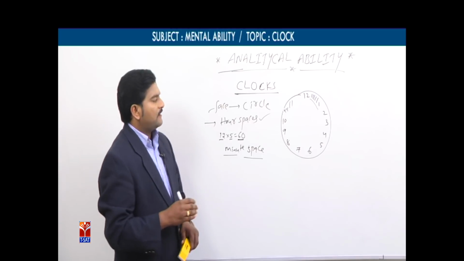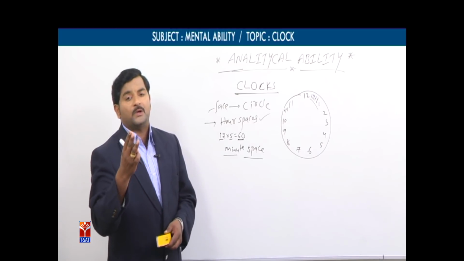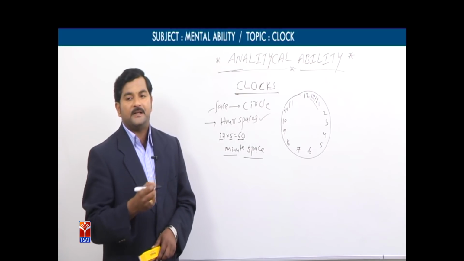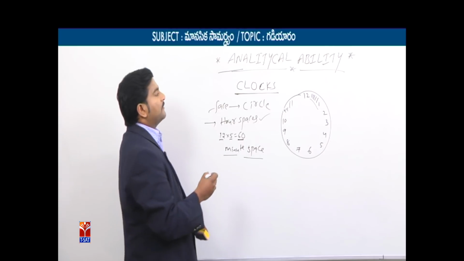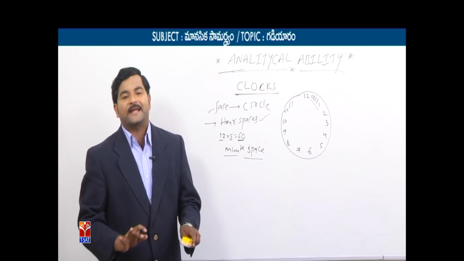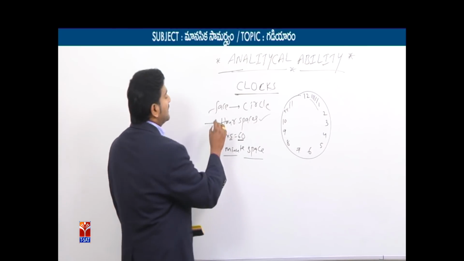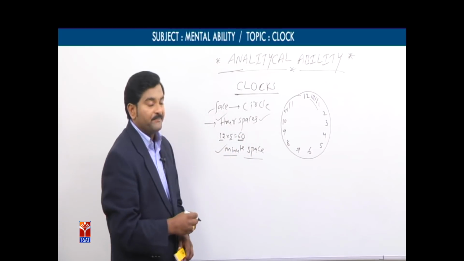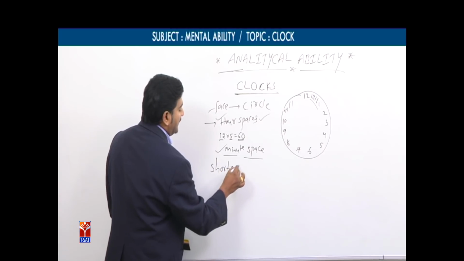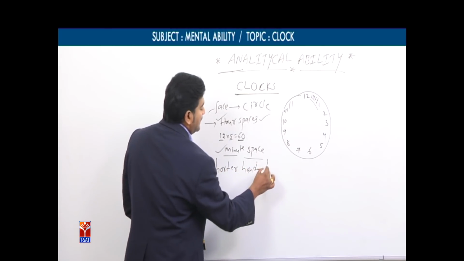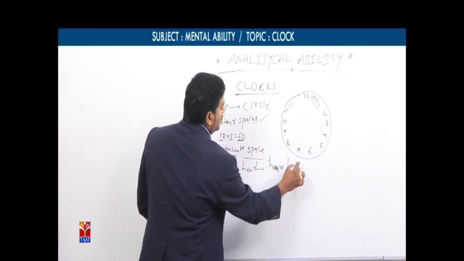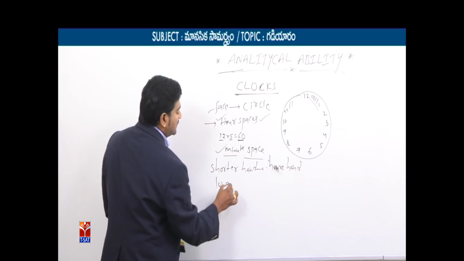So usually everybody will see that a clock has 3 hands: the hours hand, the minutes hand, and the seconds hand. But when it comes to our reasoning part, our competitive examination part, we don't discuss the seconds hand. We will focus only on the hours hand as well as the minutes hand. We know already in the clock the shorter hand is said to be the hours hand, and similarly the longer hand is said to be the minutes hand.